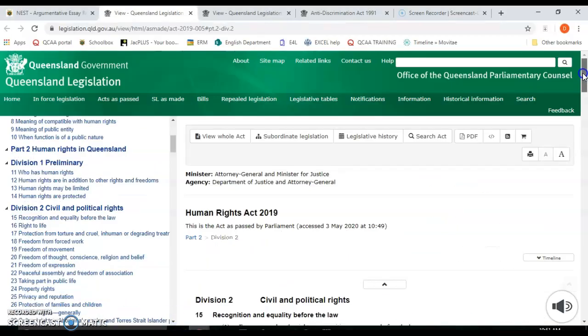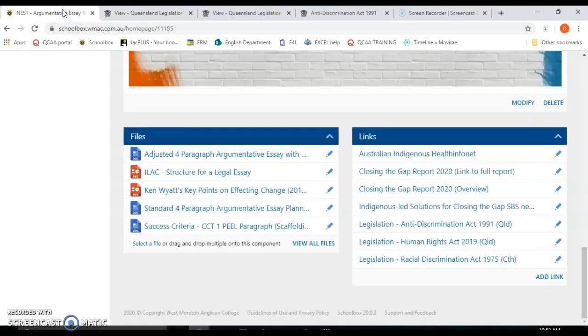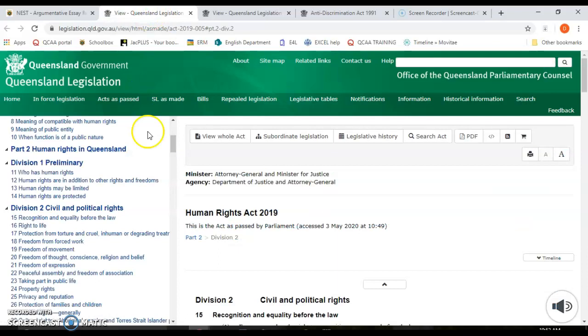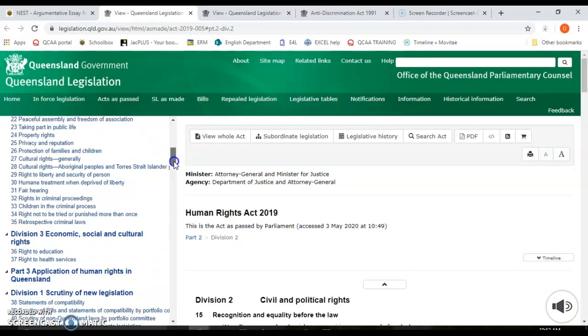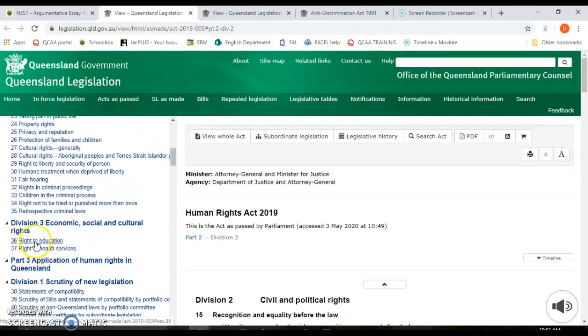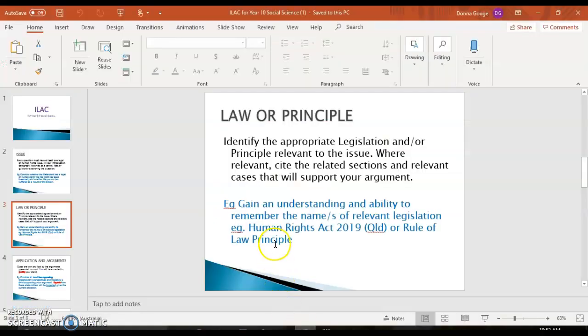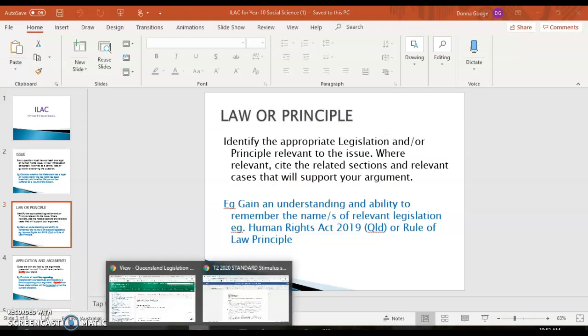You could go to the Queensland Human Rights Act. You will find that in the argumentative essay tile on NEST, down here. In there, you'll find on the right-hand side an index that you can have a look through. For example, the right to education and the right to health services. That may assist you with determining if a particular human right has not been respected.